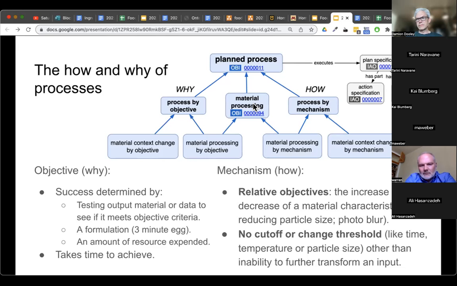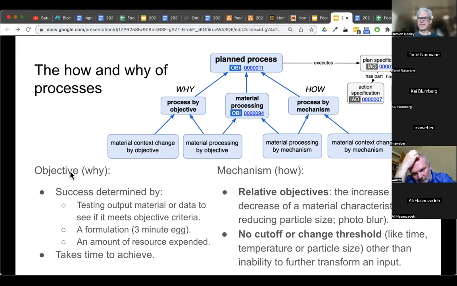All right, so in this work, I was trying to tease apart the OBO Foundry process model and make a distinction between planned processes. This is in the realm of material processing, not data processing. But in the realm of material processing, doing processing by objective versus mechanism, and trying to tease apart a useful distinction there. So the distinction we came up with is that you can look at processes just by objective, and that's where success is determined by some testing of an output material to see if it meets some objective criteria. Or it can be a little bit more indirect.